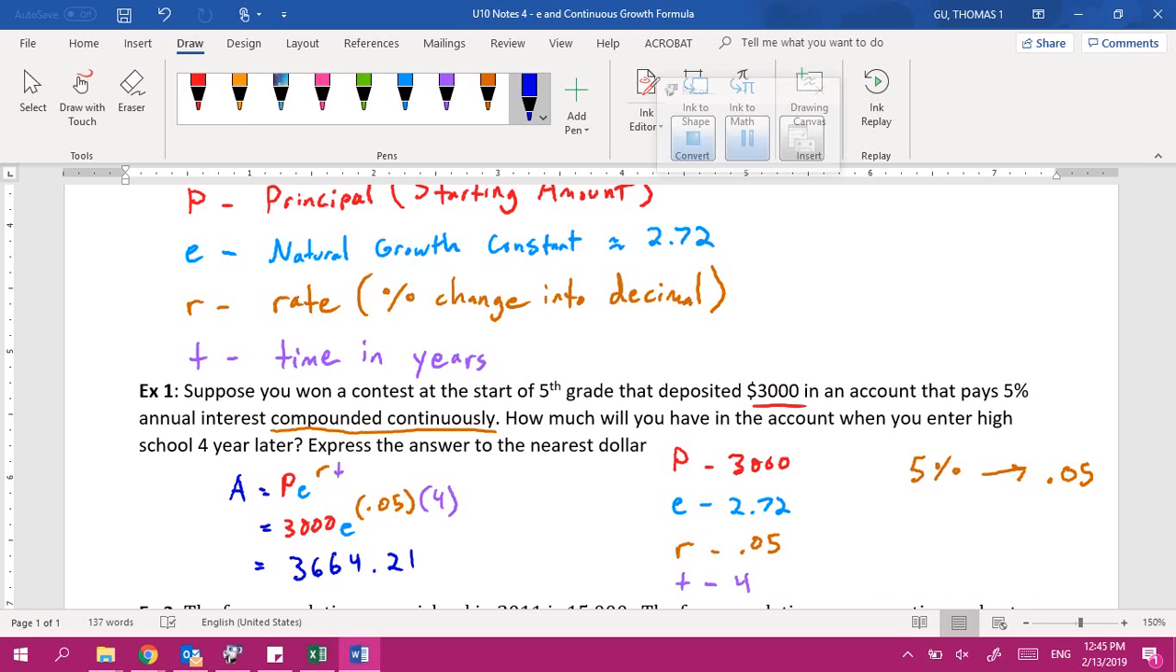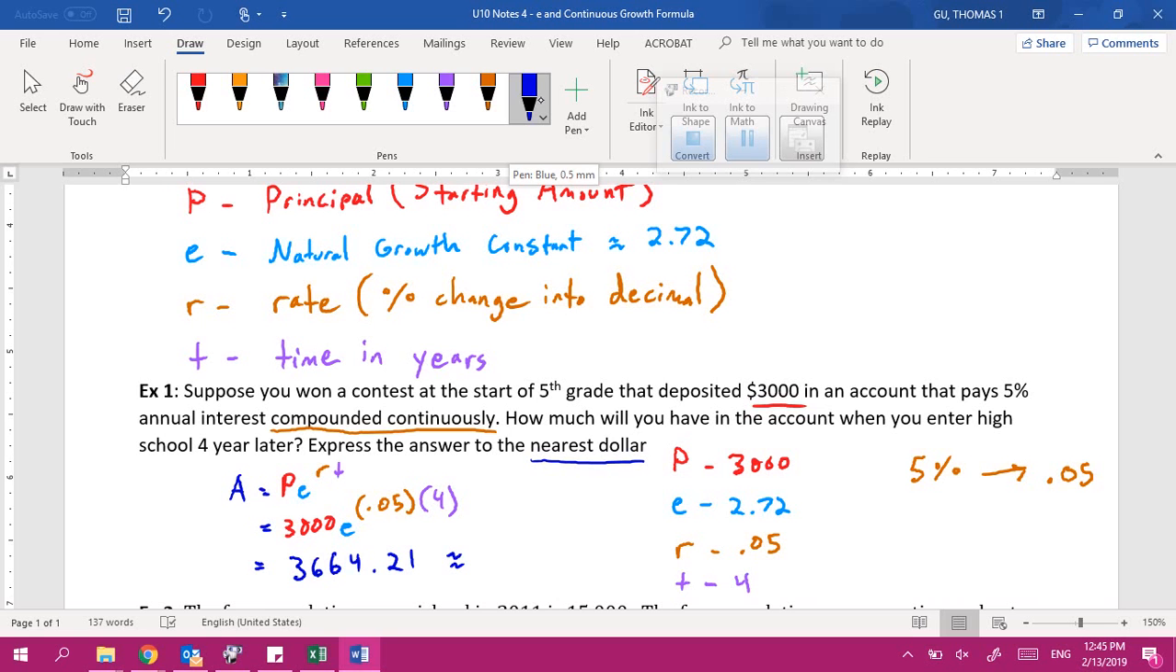Okay, but 3,664.21. What should my final answer be, though? Not quite. What does the question ask you to do? Round to the nearest dollar. So what's your final answer?